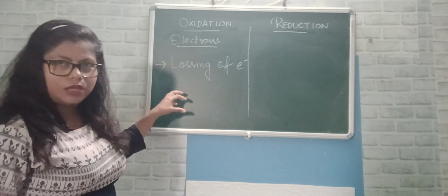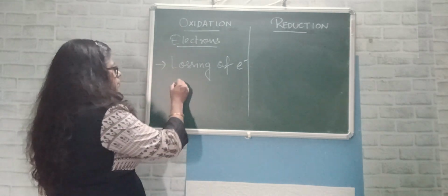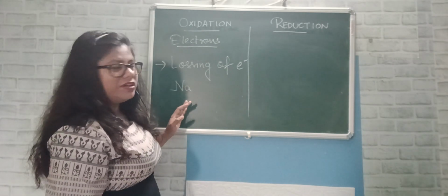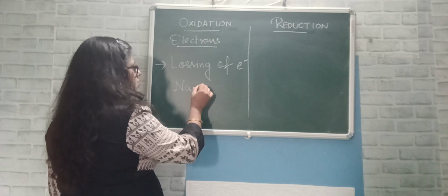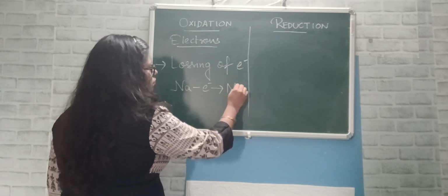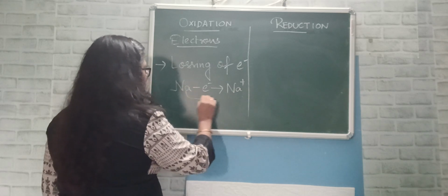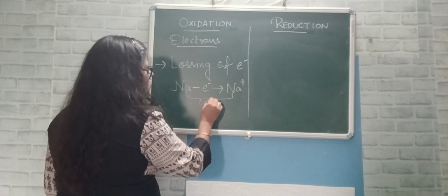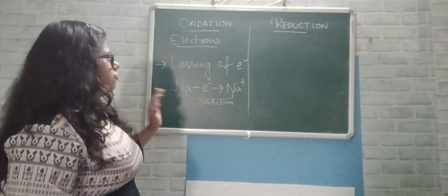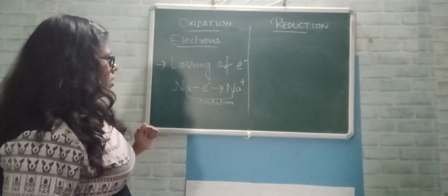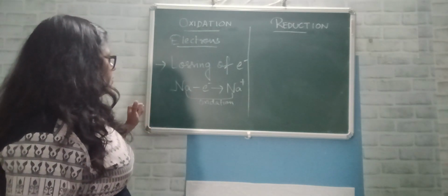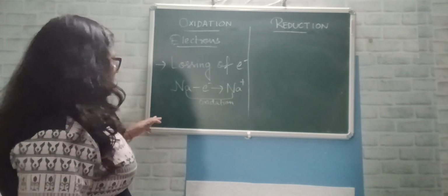Let's take a very basic example to understand. Like sodium, a stable molecule, releases an electron and it becomes Na+. That means it is going for oxidation. Okay, understood?